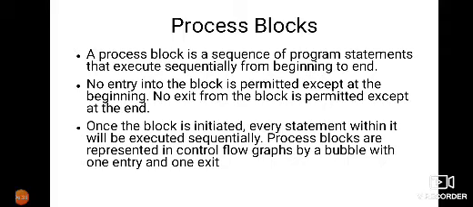Process block. How are process blocks represented in a control flow graph? A process block is a sequence of statements. By process block we mean a block of statements which are going to be executed sequentially one after the other. A set of statements that you write, the order of execution will be the order in which you have written the statements. First statement will be executed first, second statement next, third statement third, likewise. So a process block is nothing but a set of statements which will be executed sequentially one after the other.